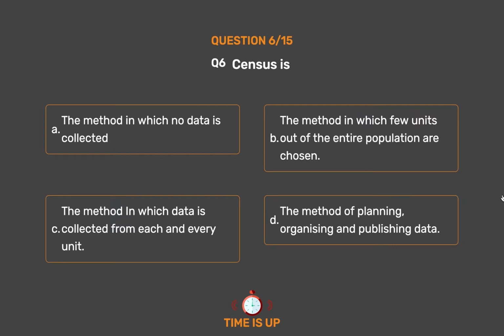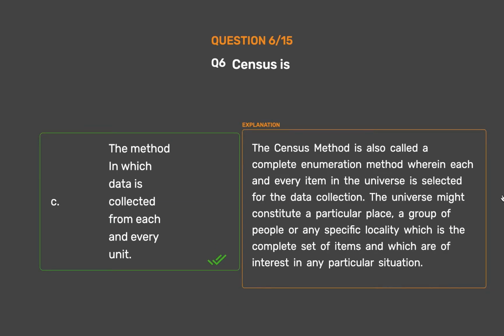The correct answer is Option C. The method in which data is collected from each and every unit. The census method is also called a complete enumeration method wherein each and every item in the universe is selected for the data collection. The universe might constitute a particular place, a group of people or any specific locality which is the complete set of items and which are of interest in any particular situation.